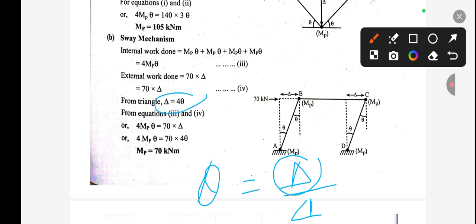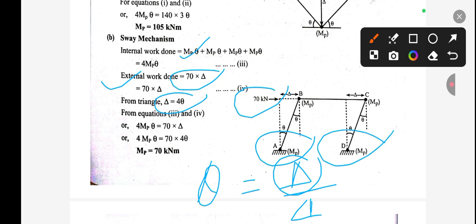Now let's calculate the external work done first. The external work done will be 70 into this delta. So 70 into delta, this is the external work done. And for the internal work done, this will be MP into theta, MP into theta at each hinge. So in overall we get 4 MP theta.